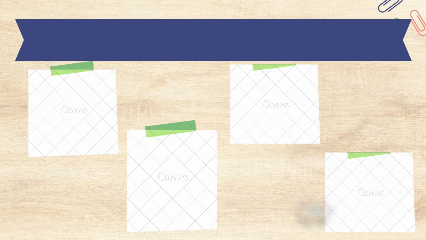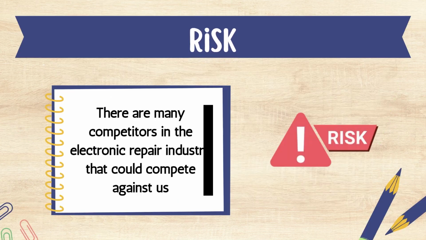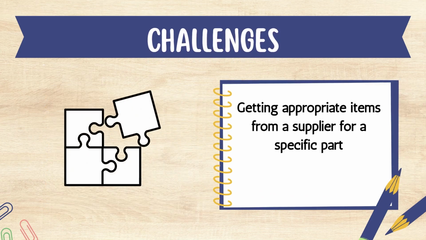So let's move on to considerations. In this section, we have three things that we want to consider, which are the risks, challenges, and ethical decisions. For the risks, because electronic repair is common these days. Now let's get to the challenges.